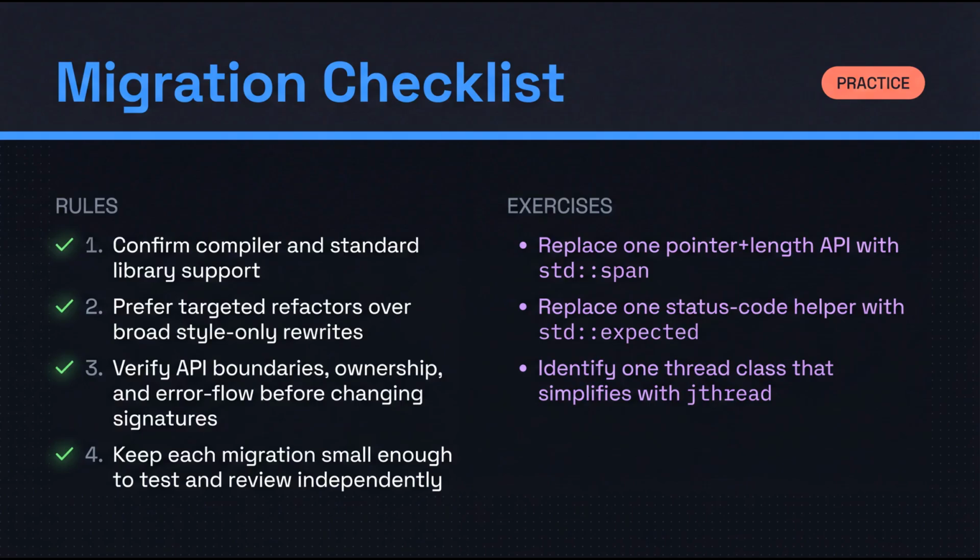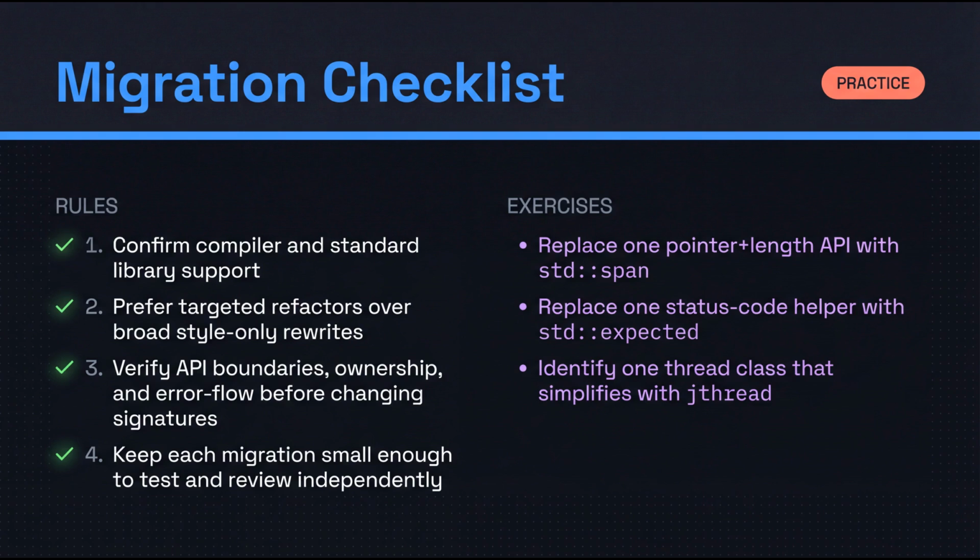4 rules for safe migration. First, confirm compiler and standard library support for every feature you plan to use. Not all compilers support all C++23 features yet. Second, prefer targeted refactors over broad style-only rewrites. Change code that benefits from the new feature, not code that works fine as is.